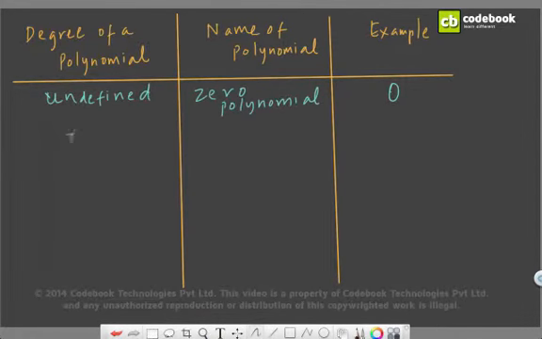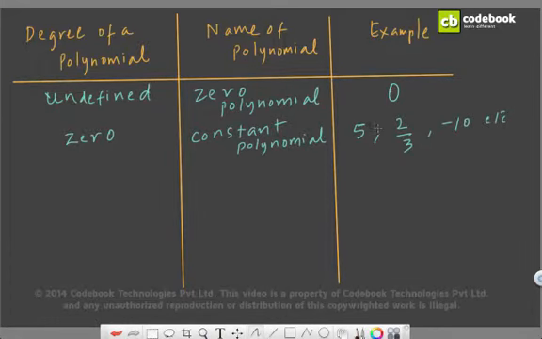Whereas if the degree of the polynomial is 0, we call that a constant polynomial. Examples of a constant are 5, 2/3, -10, etc. All these terms have a degree of 0. We can assume 5 as 5x^0, so the degree of this term is 0.